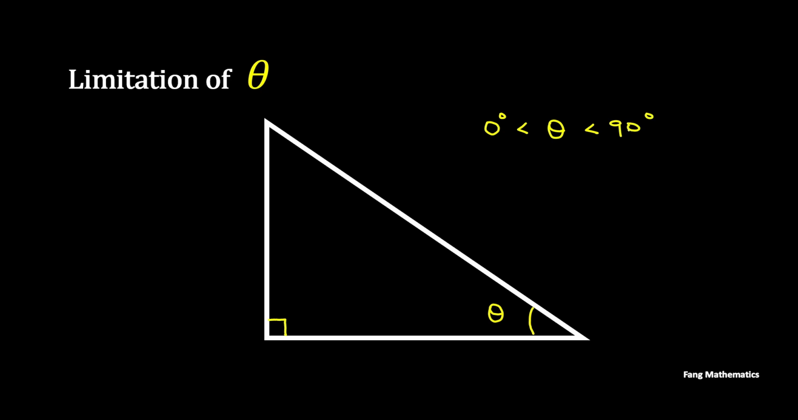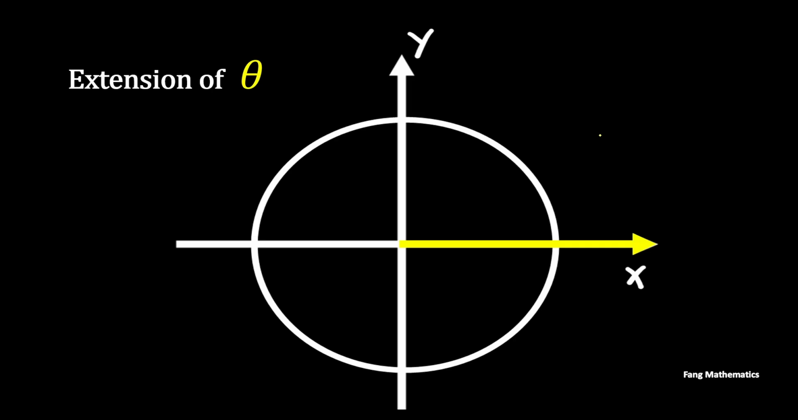And we are to extend that using the concept of the unit circle. Let's look at the unit circle. I believe you know the two features of the unit circle. The first is the center is at the origin, 0, 0, and it has a radius of 1.